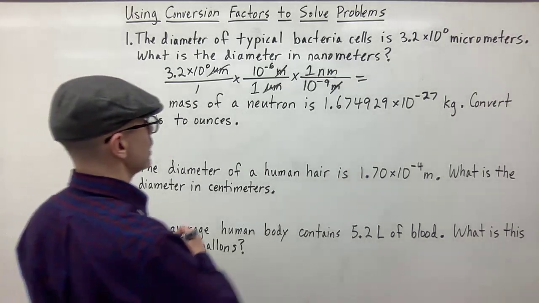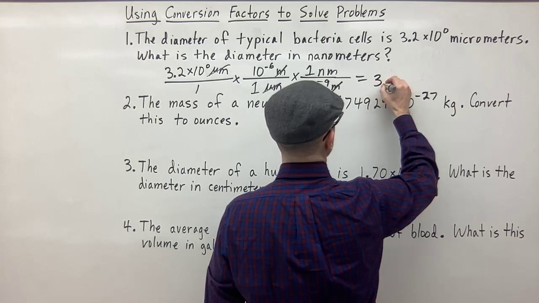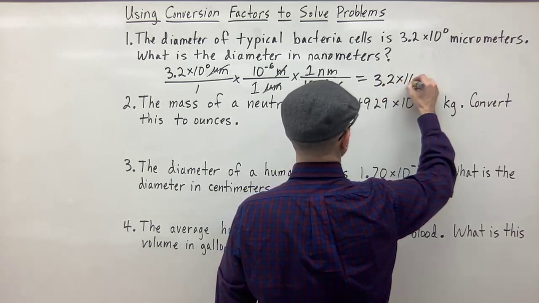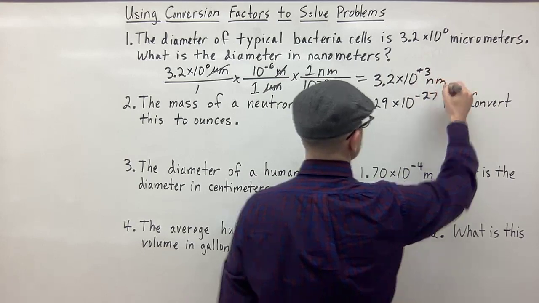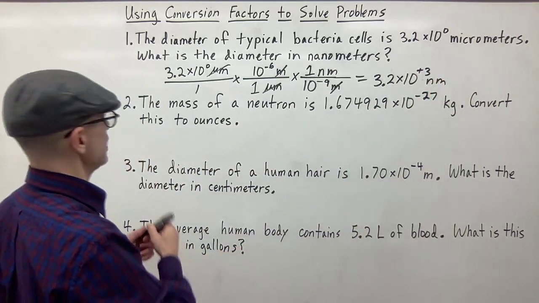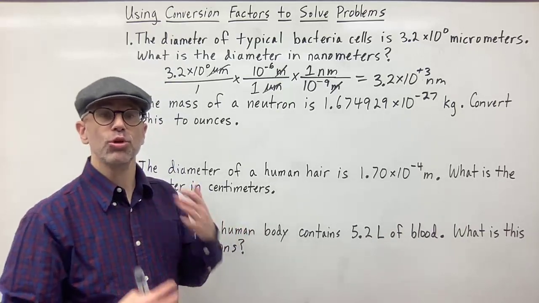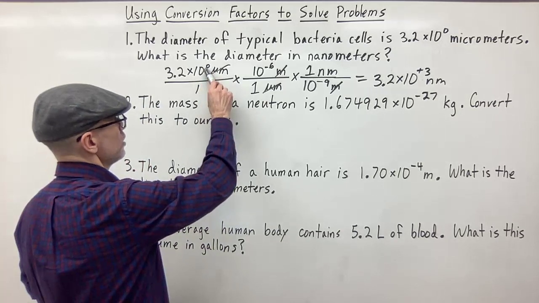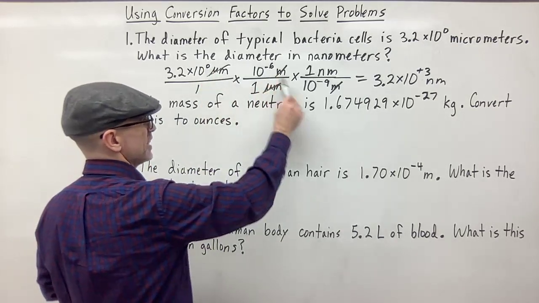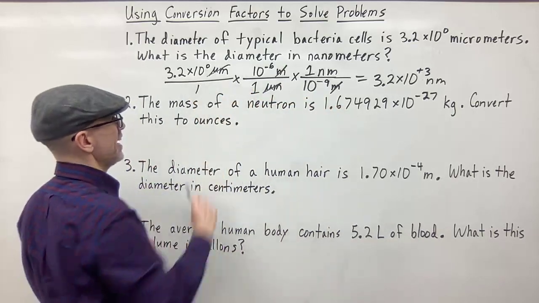Yep, that is the case. So I get 3.2 times 10 to the positive 3 nanometers. And the way I know that is because if you know your rules for powers, this has a power of 0, this has a power of -6, this is a power of -9 here. They're all base 10.